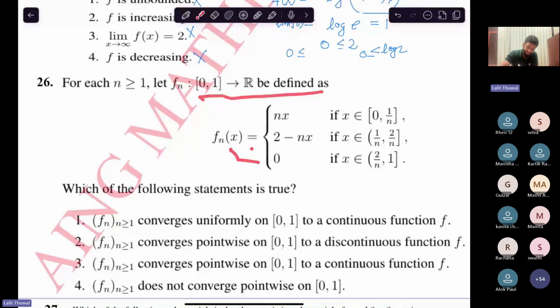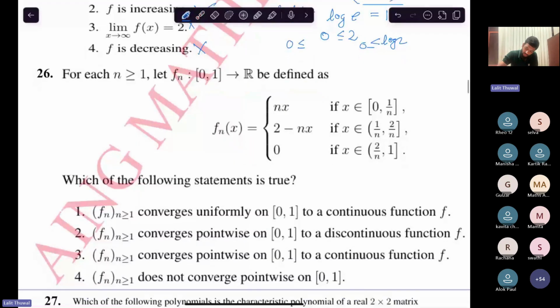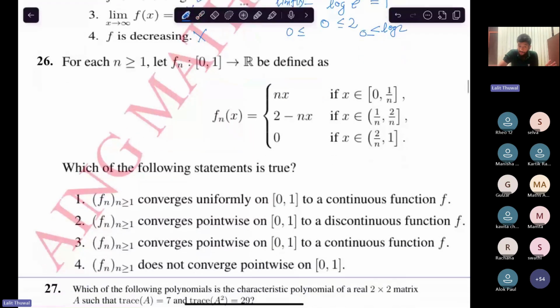Okay. So first of all, this is a part B question, and it asks which of the following statements is true. If the first one is true, that fn converges uniformly on 0, 1 to a continuous function f, then the third one must be true, because uniform convergence implies pointwise convergence, right? So the third one must also be true, but that cannot happen in part B. So it means the convergence is not uniform.